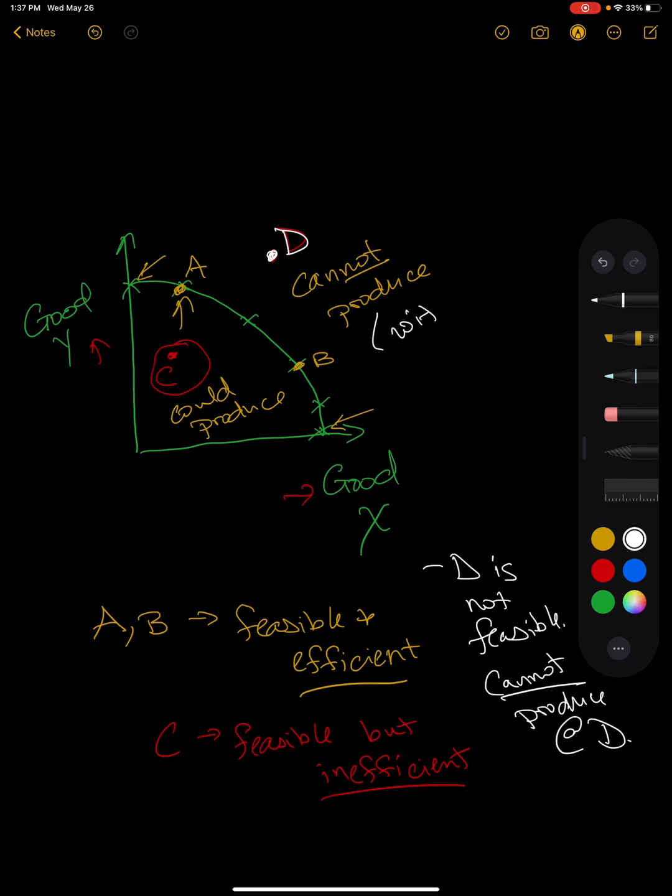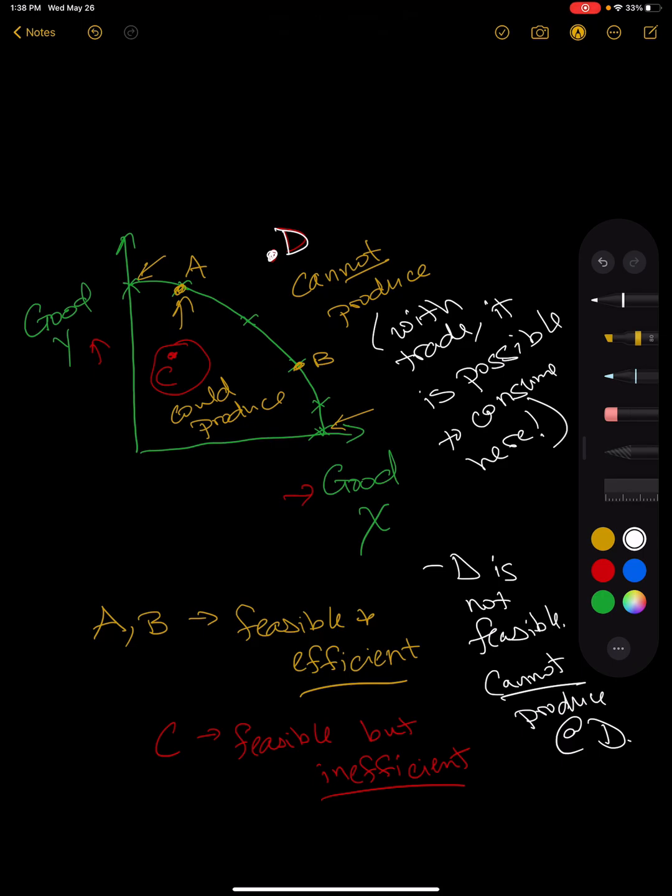We're going to find as we advance in our lectures, with trade, it is possible to consume at D. So this is a pretty remarkable thing that I'm saying now. I'm saying that trade is going to allow us to consume more than we can produce. And the truth is we do it all the time.